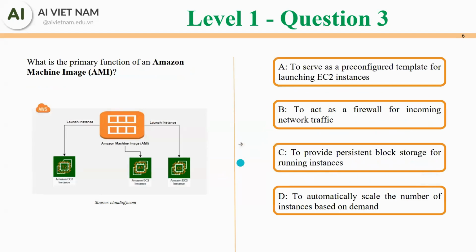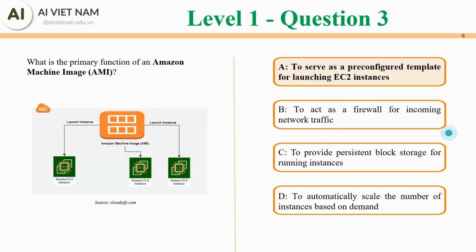Question 3. What is the primary function of an Amazon Machine Image or AMI? A. To serve as a pre-configured template for launching EC2 instances. B. To act as a firewall for incoming network traffic. C. To provide persistent block storage for running instances. And D. To automatically scale the number of instances based on demand. And the correct answer is A. To serve as a pre-configured template for launching EC2 instances.